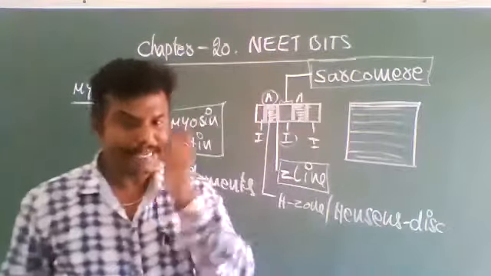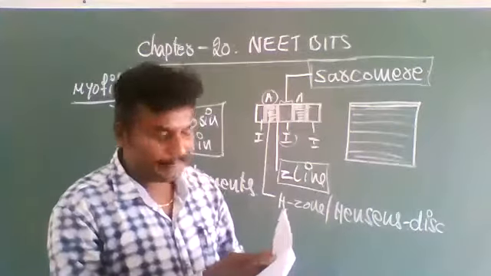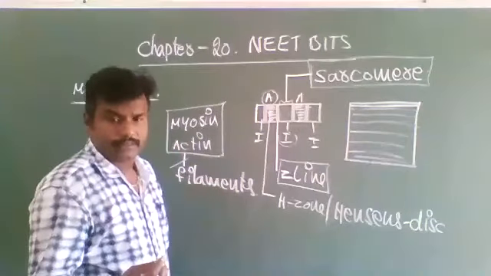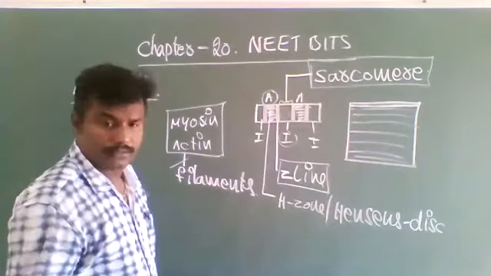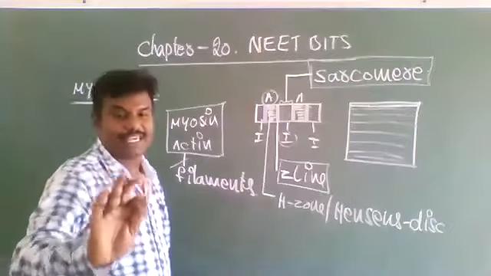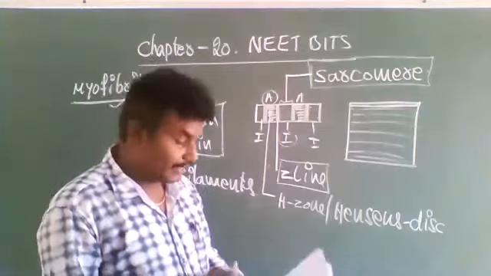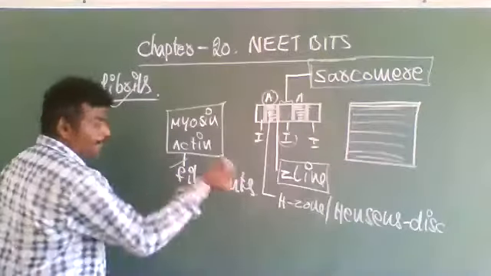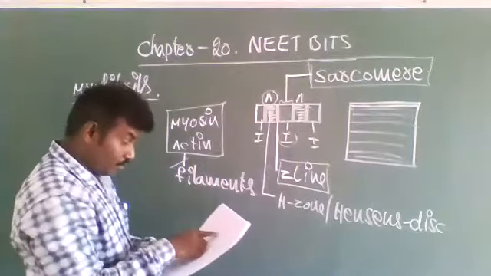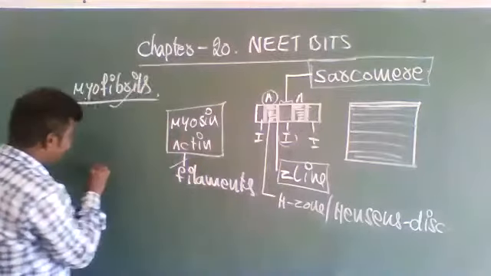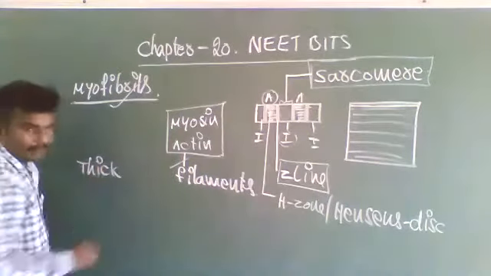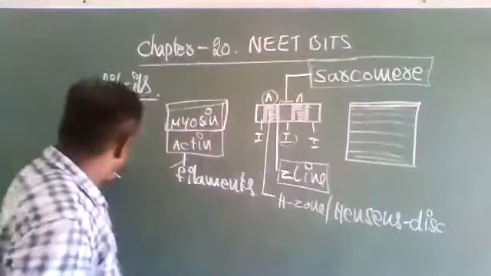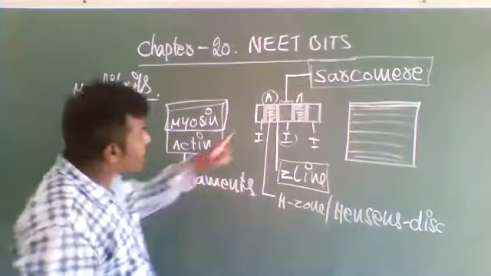Okay, this is one. Next, here the 18th bit: M-line passes through the center of... The answer is H zone, okay, but a solution is needed, isn't it? How is H correct? Let me see. M-line passes through the central part. See here, a thick filament. Thick filament means myosin filament.